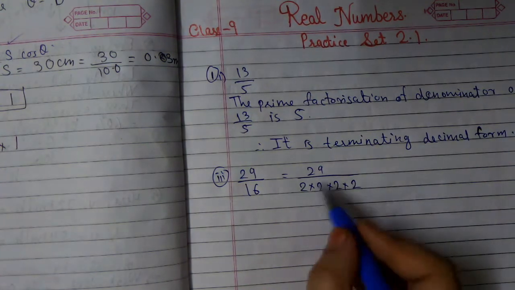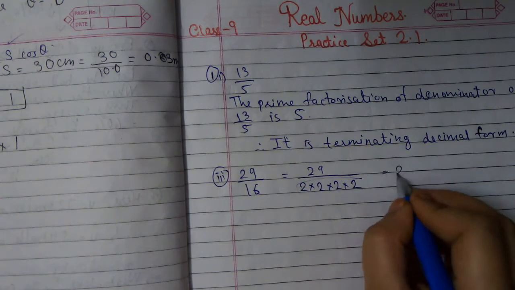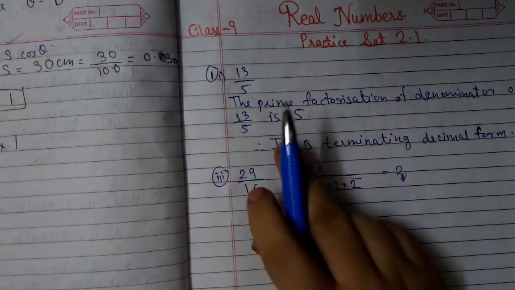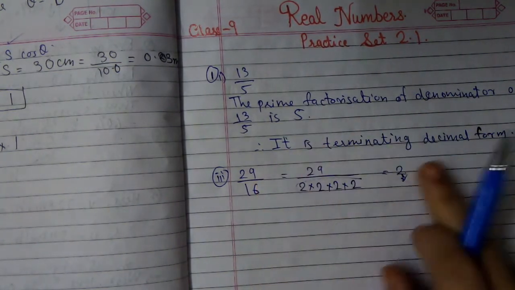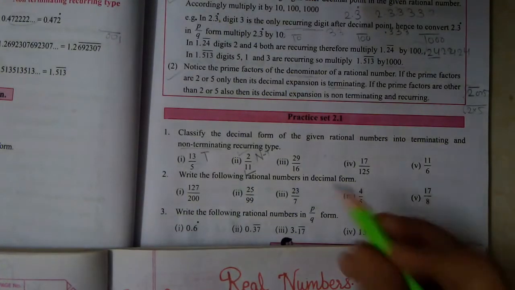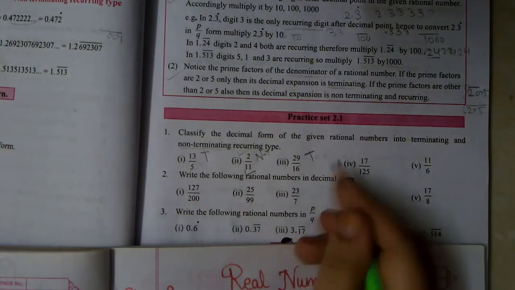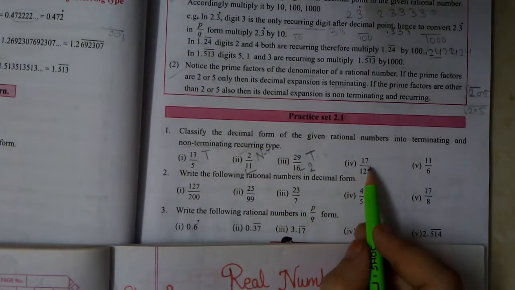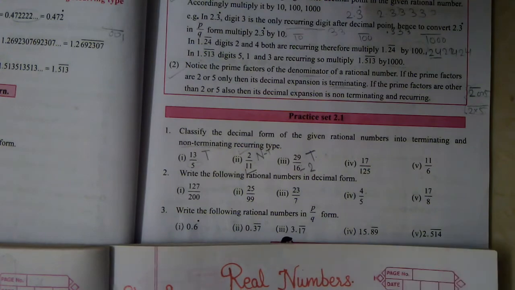All right, so the prime factorization of the denominator is in the form of 2. As 2 is there, that means the prime factorization of the denominator is 2, therefore it is terminating decimal form. All right students, so question number 3 is terminating decimal form because the prime factorization of its denominator is 2. Okay, now next is 17 upon 125. So here also this is so simple.